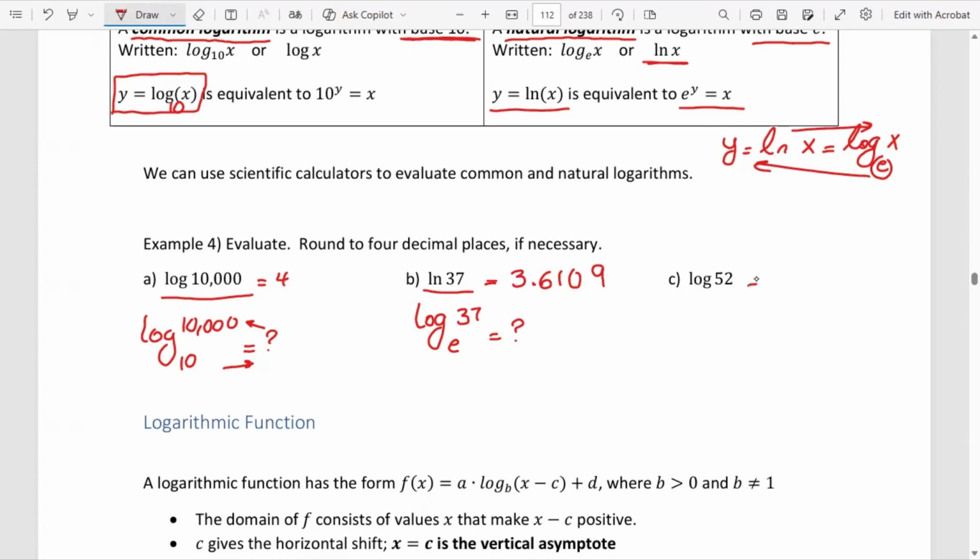Next one, we want to find the log of 52. Again, since there is no base, that means the base is 10. So we can use the calculator, use the log key, and find the log of 52. And the answer is 1.7160, rounded to 4 decimal places.